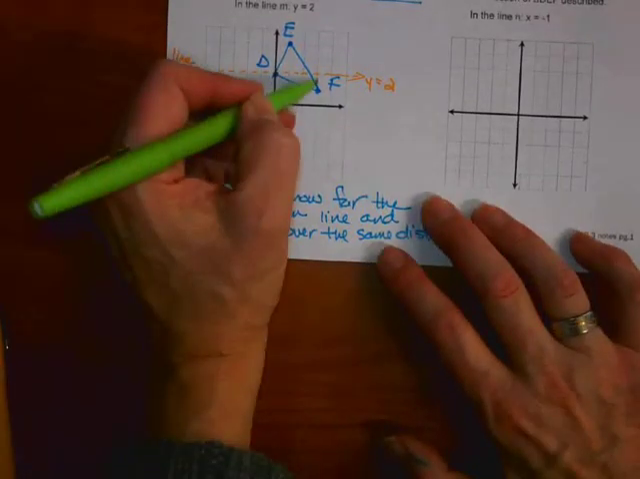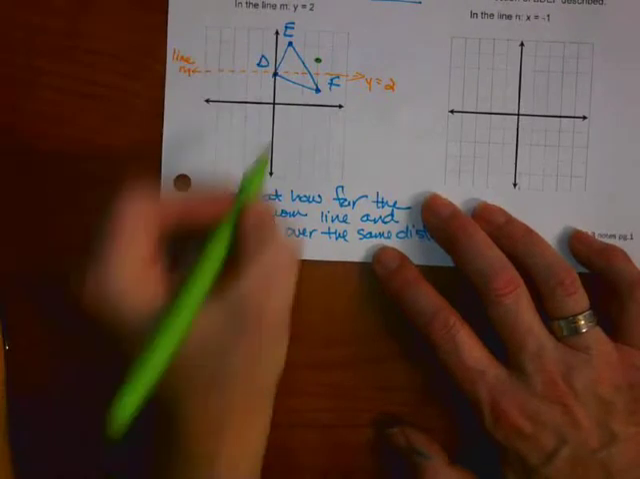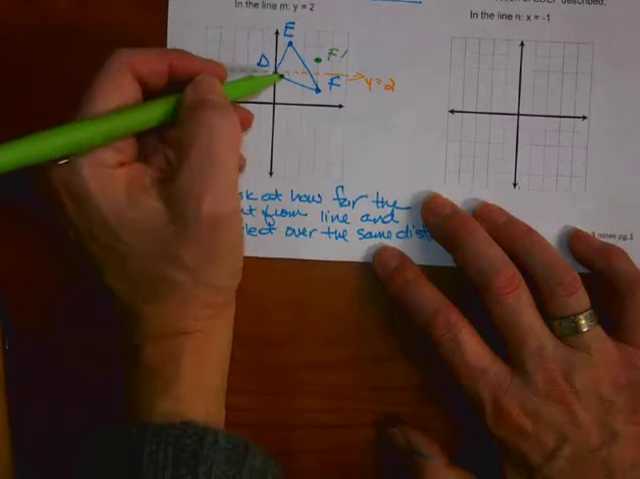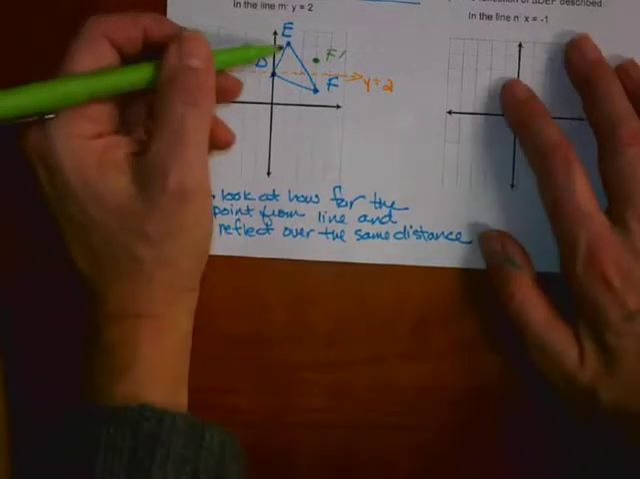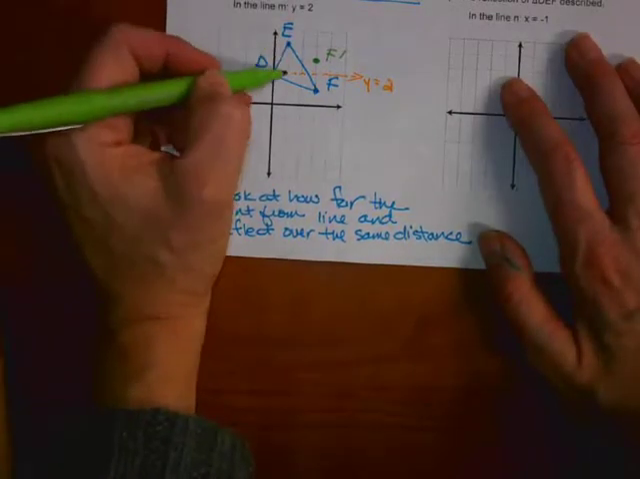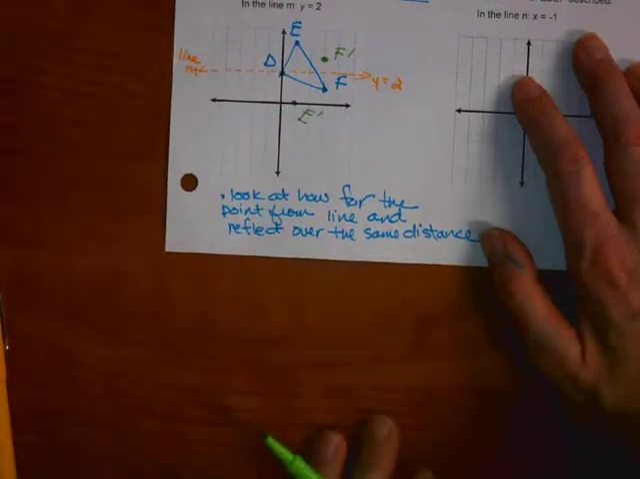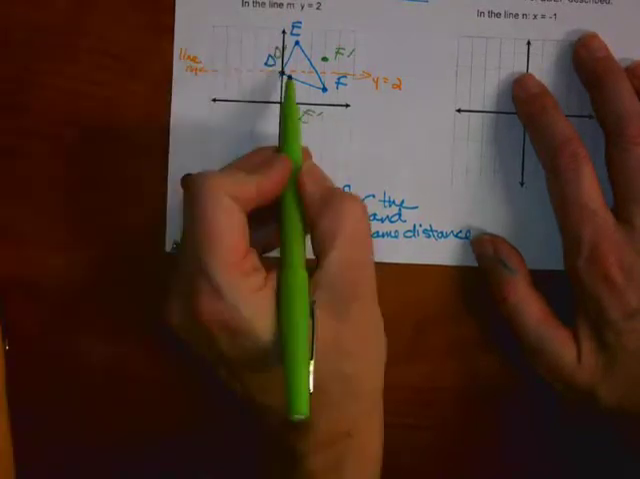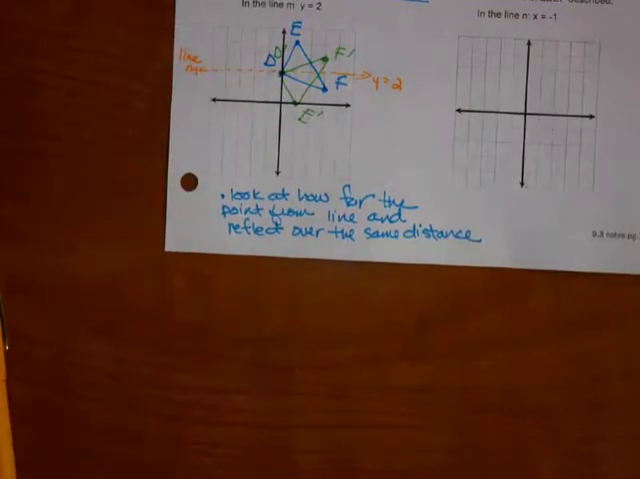So F is how far away from the line? 1. So I'm going to go to the other side of the line and put F prime. And then E is somebody's phone. It's probably mine, sorry. That's on the video, whatever. E is 2 away from the line, so I'm going to go 2 down this way. E prime. And then does D do any reflecting at all? No, it stays on the line. So D prime is also on the line. So then I just connect them. And it looks like that. Kind of cool, huh? That's the reflection over y equals 2.